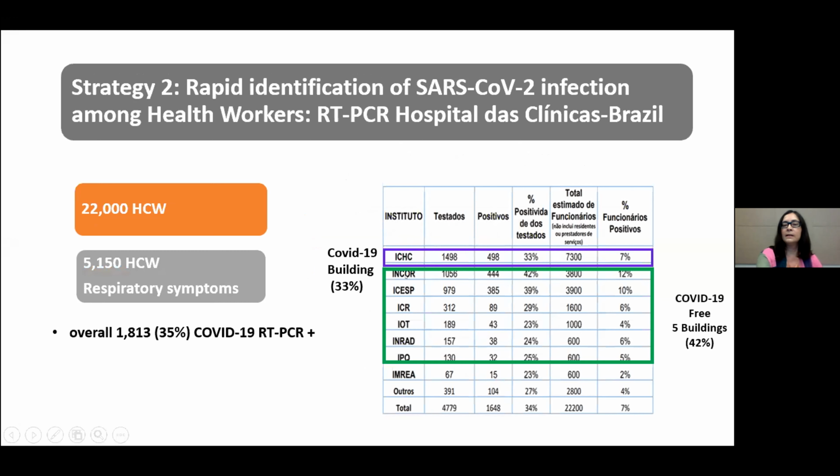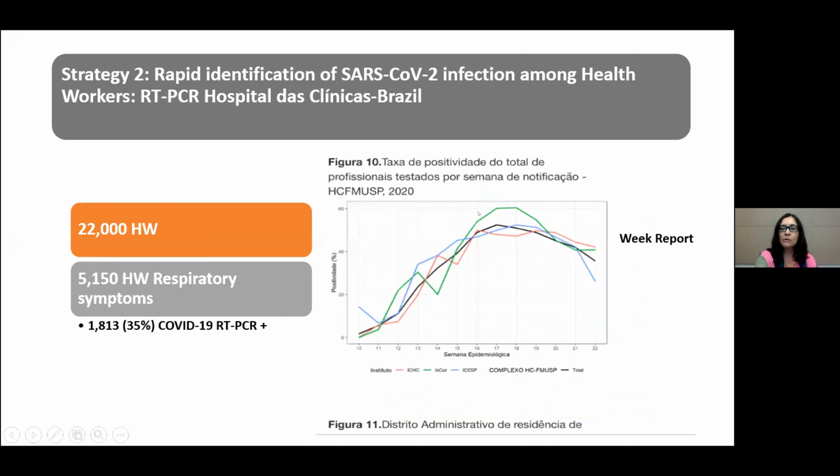In contrast, the other 4 buildings, supposed to be the COVID-19-free buildings, had more cases than this building, with 42% of positive cases there. It seems to me that in the building dedicated to COVID-19 patients, the health workers are more protected and are following the policy regarding PPE more than those in the others that are supposed to be COVID-19-free buildings. So these graphs show the same situation.